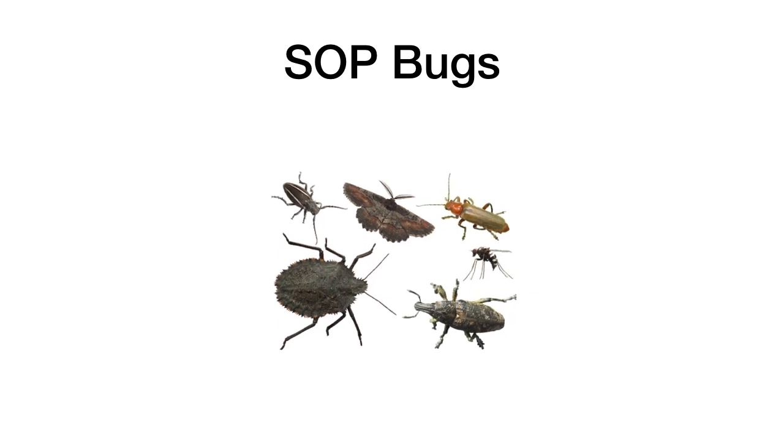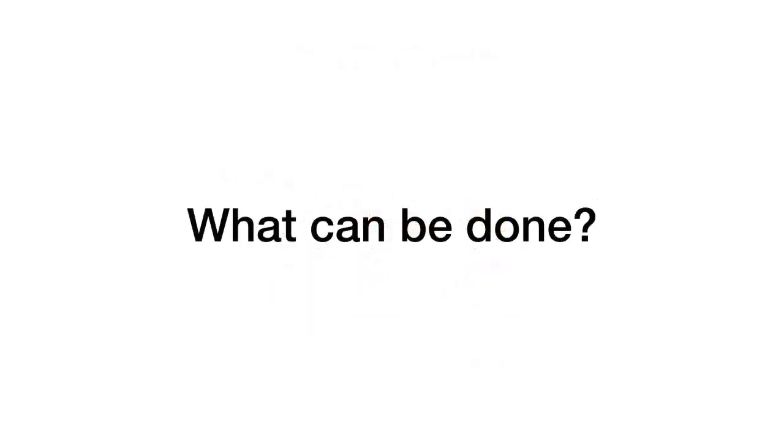Stepping back, we can easily see what the common SOP bugs are. SOPs, not all, but many of them, are wordy, too long, complicated, and confusing, instead of being clear, concise, and precise. So the question is, what can be done? Of course, there are many ways one can try to improve the quality of SOPs, but I want to share with you one very simple but highly effective idea that you can implement right away in your organization.